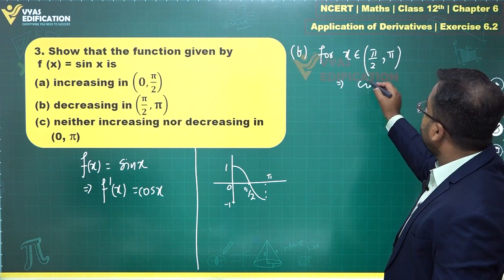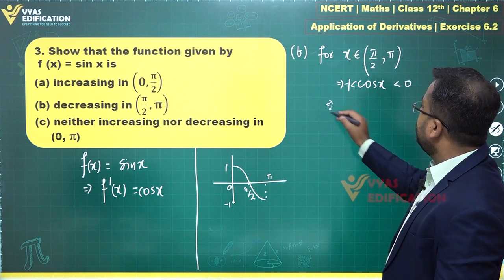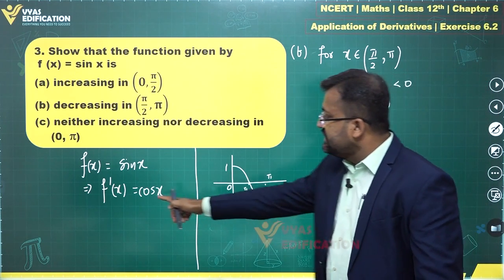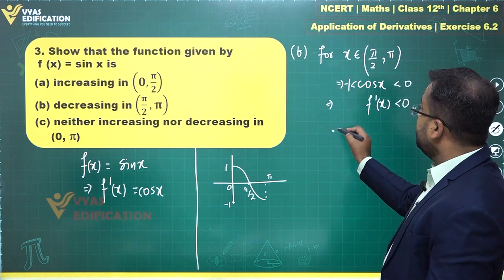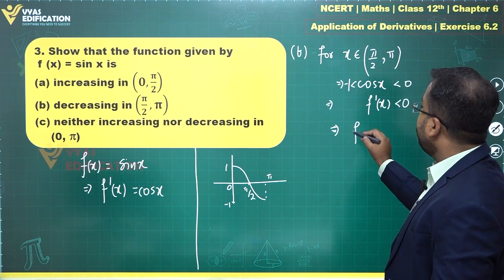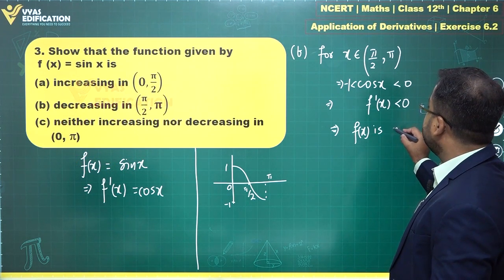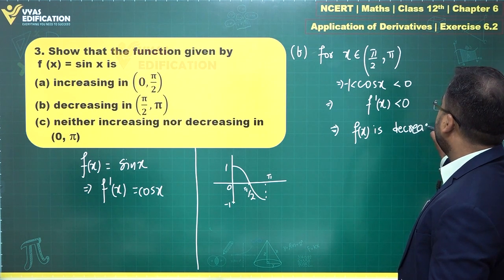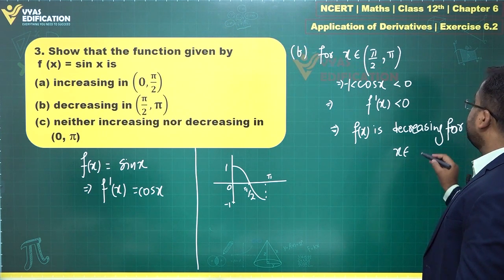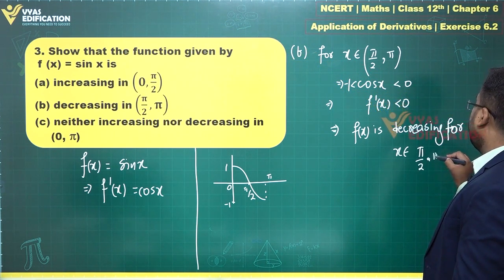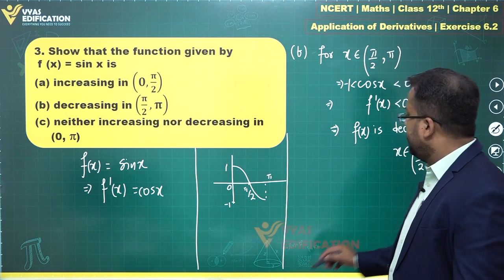So this gives me cos x is less than 0, greater than minus 1, or you can say that f prime x, cos x, that is f prime x, is less than 0. And since f prime x is less than 0, this tells me that f(x) is decreasing for x belongs to (pi by 2, pi). f(x) is decreasing for (pi by 2, pi). That's what we wanted to prove, right? That's the complete proof of this one.